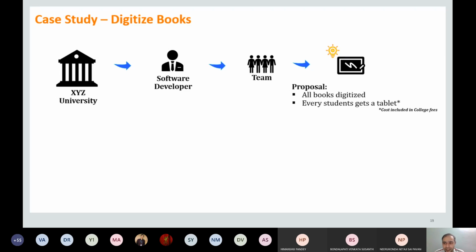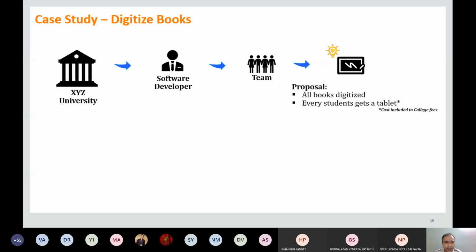There is a hidden fee, correct? Cost included in college fees. So now the books will be digitized, but the cost of the tablet will be borne under the college fees, and the students now have to pay for the tablet also. Okay, this is the thing.